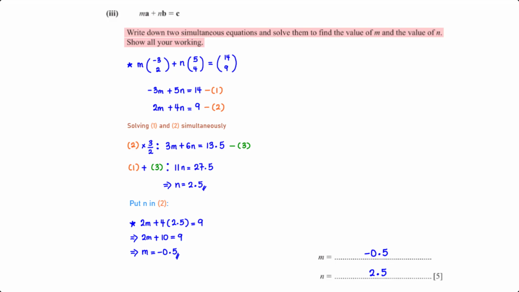To get the value of m, we plug in the value of n into any of the equations. If we pick equation 2, we have 2m plus 4 times 2.5 equals 9. 4 times 2.5 is 10. When we make m the subject, we get m equals negative 0.5.